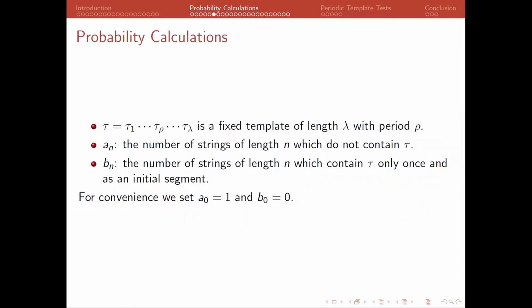For that reason, we need some other definitions. Let a_n be the number of strings which do not contain rho, and b_n be the number of strings which contain rho only once as an initial segment.